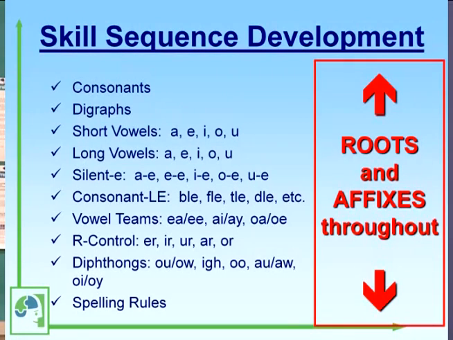So this is a typical skill sequence of a phonics-based program, starting with consonants, digraphs, short vowels, long vowels. We have skills like silent E, consonant-LE, vowel teams. These are common skills that a young student needs to learn, but the problem with older students is many times they haven't mastered these skills.